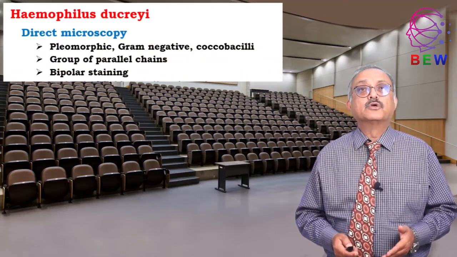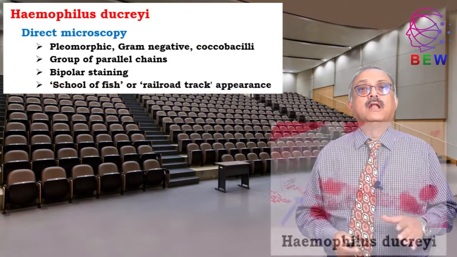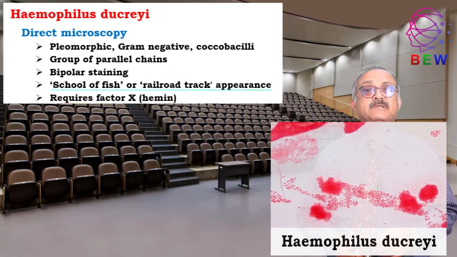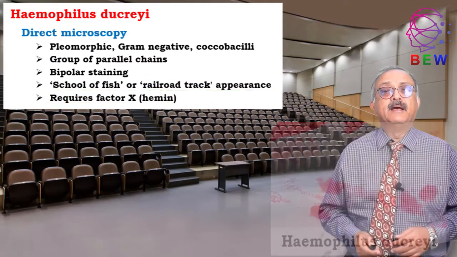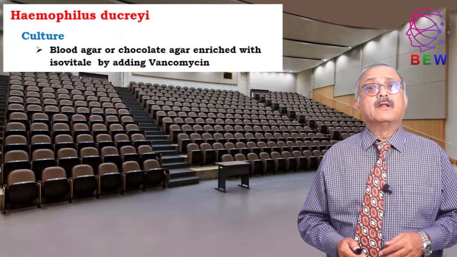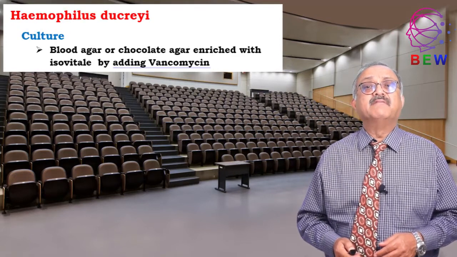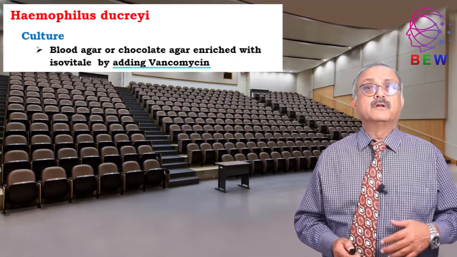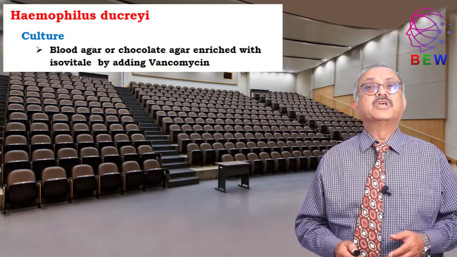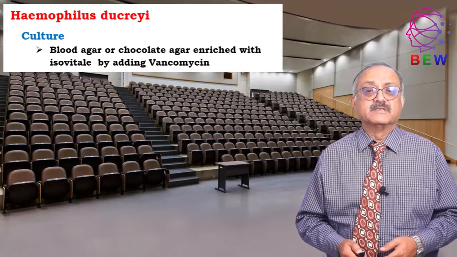They occur in groups or parallel chains. There's bipolar staining. It can look like a school of fish or railroad track appearance. It requires factor X, hemin, but not factor V. Rabbit blood agar or chocolate agar enriched with IsoVitaleX and made selective by adding vancomycin are important requirements for it to grow. Chorioallantoic membrane of the chick embryo is also a favorite site to grow it for research purposes.